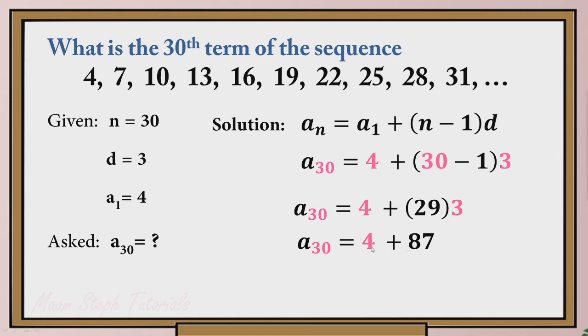And then 87 plus 4, kaya we get 91 as the 30th term of this sequence. So if we're going to continue this sequence until the 30th position, so makukuha natin ang 91.